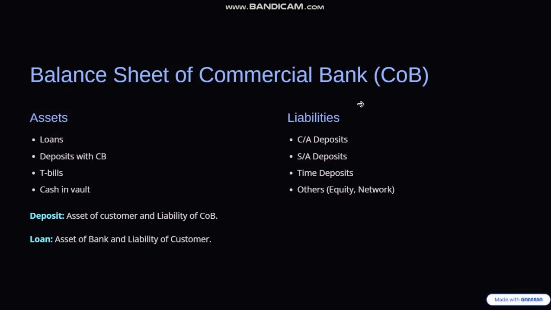First, let's look at a commercial bank's balance sheet, or CoB. We're going to address commercial bank as CoB from now on. On the asset side, we find loans. Loans are the most important earning asset for a bank. When banks lend money to individuals or firms, that loan is an asset for the bank. Deposits with CB. CB stands for central bank, so we are going to address central bank as CB from now on. Deposit with CB means required reserves or balances kept for settlement purposes.